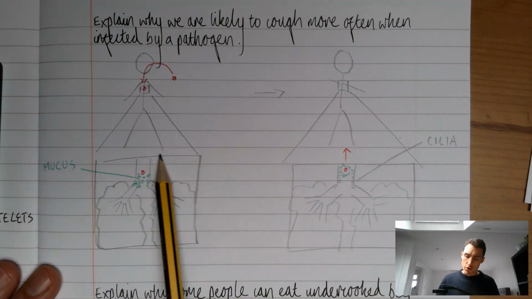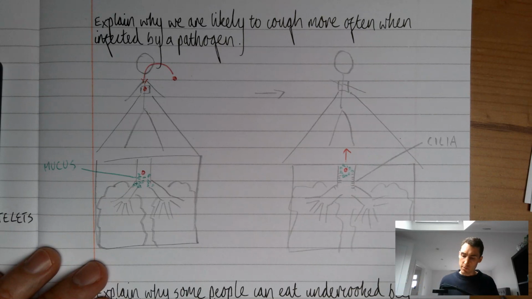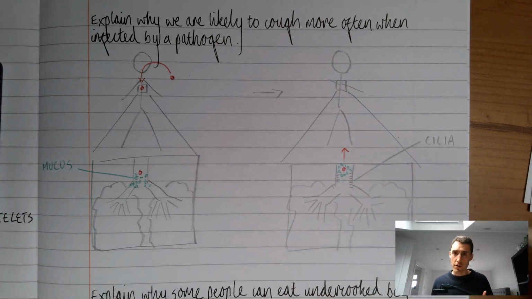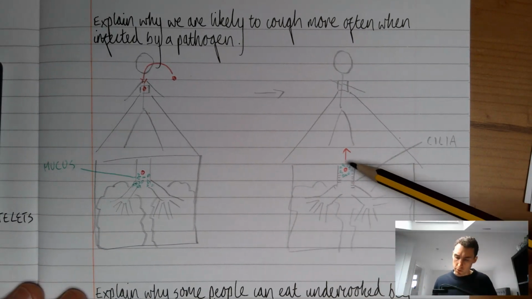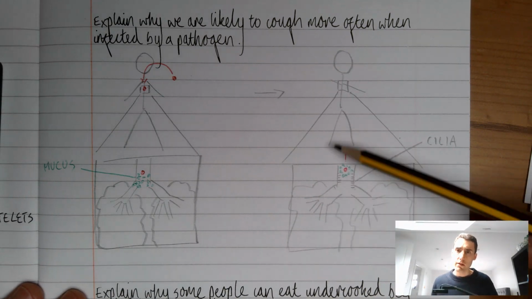Start with concrete, move to something a bit more abstract that students can't really see, but then always come back to the concrete. So what I'm going to do here is say, and I'm just going to finish off the diagram in this video, well, the mucus traps the pathogen, the cilia move it out like this.